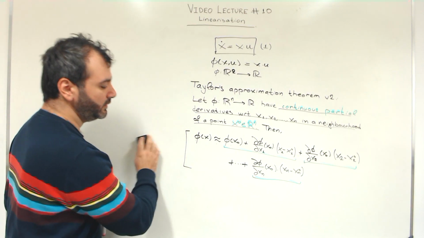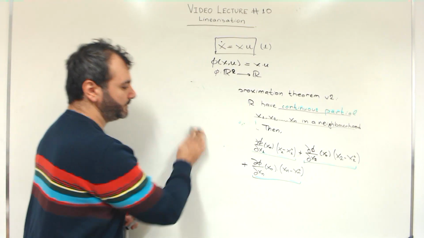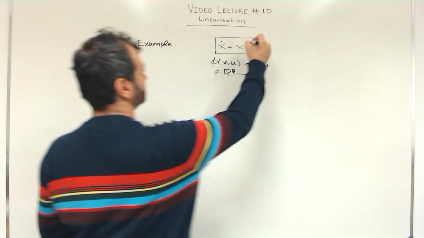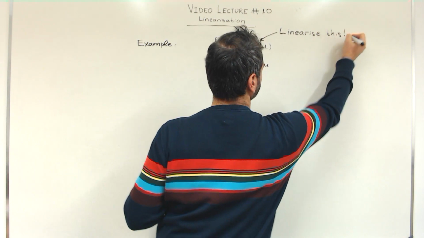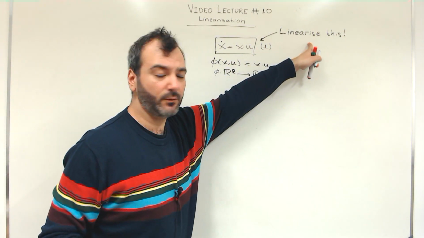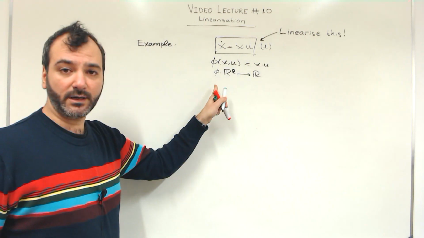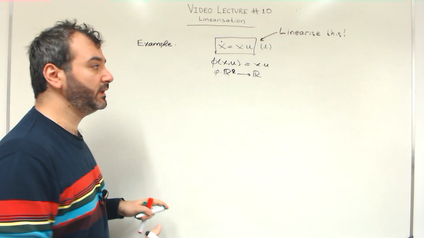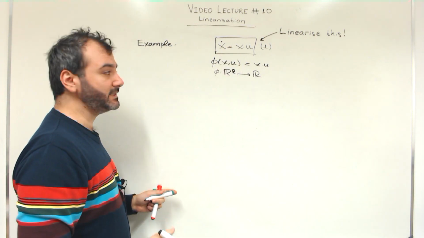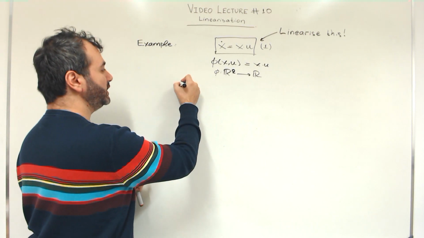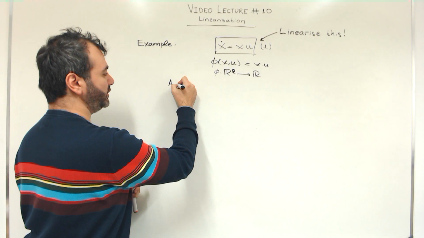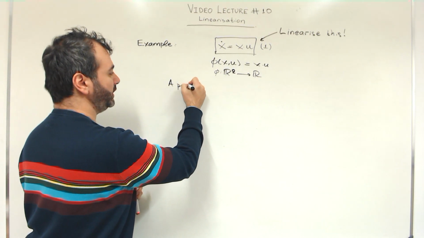So let's go to that example. So the task is to linearize the system. Of course, when we talk about linearization, we must specify at what point we need to linearize, and it only makes sense to linearize dynamical systems at equilibrium points. So what is an equilibrium point of that differential equation of that dynamical system?